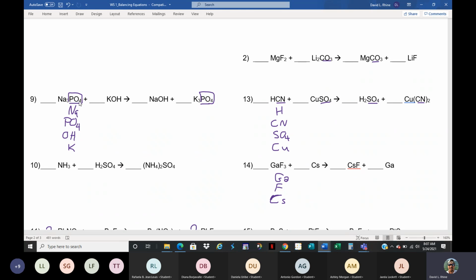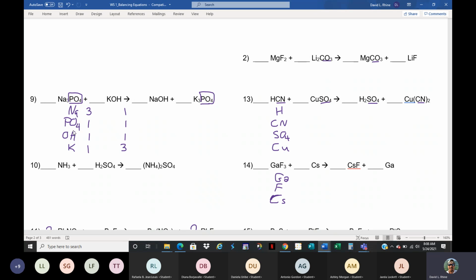Okay, I've got sodium phosphate and potassium hydroxide yields sodium hydroxide and potassium phosphate. All right, so counting on the left, I have 3 sodiums on the left and I have 1 on the right. I have 1 phosphate on the left and 1 phosphate on the right. I have 1 hydroxide on the left and 1 on the right. And I have 1 potassium on the left and 3 on the right.